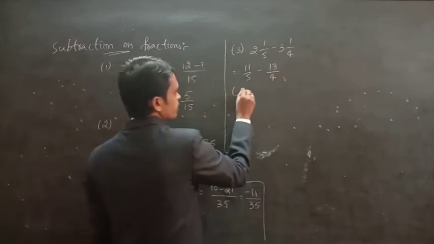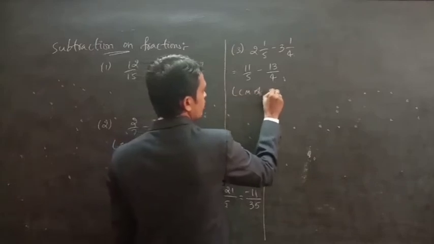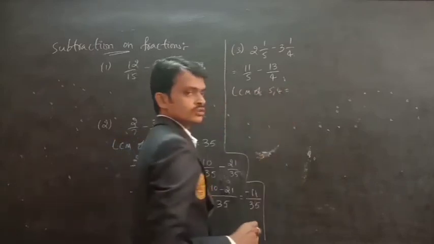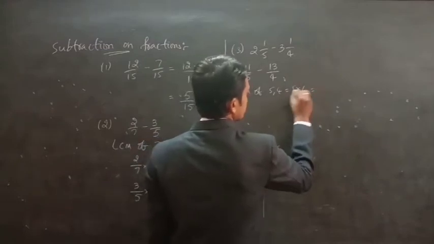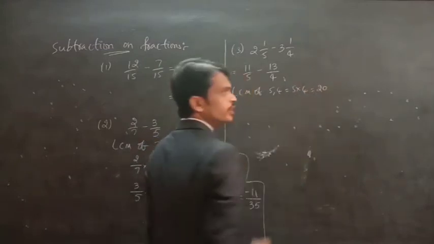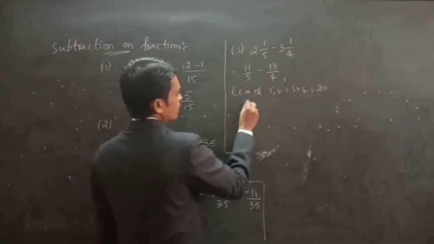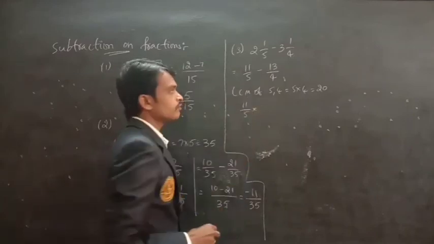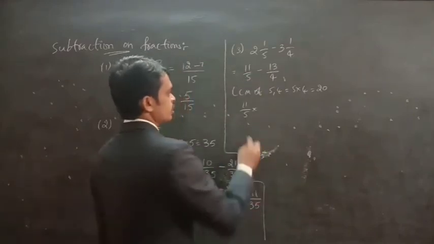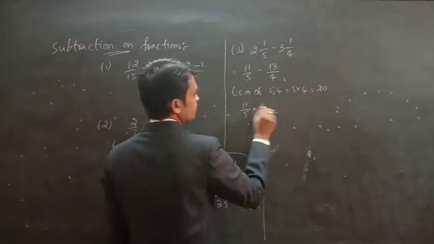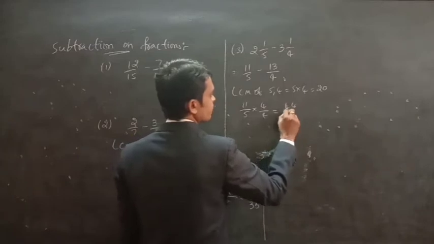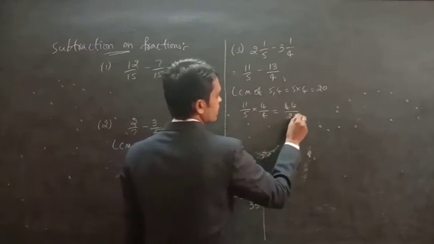Now we have to find the LCM of 5 comma 4. These two numbers will not go in the same table, so let us multiply directly. 5 4s are 20. Now 11 by 5: convert into an equivalent fraction. In the 5 table, 20 comes 4 times, so let us multiply with 4. 11 4s are 44 by 5 4s are 20.